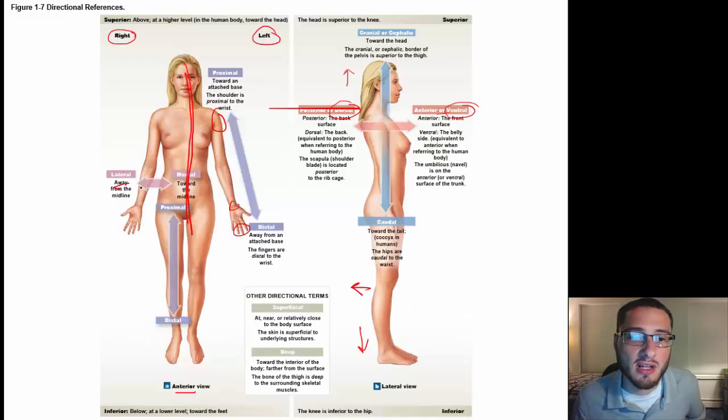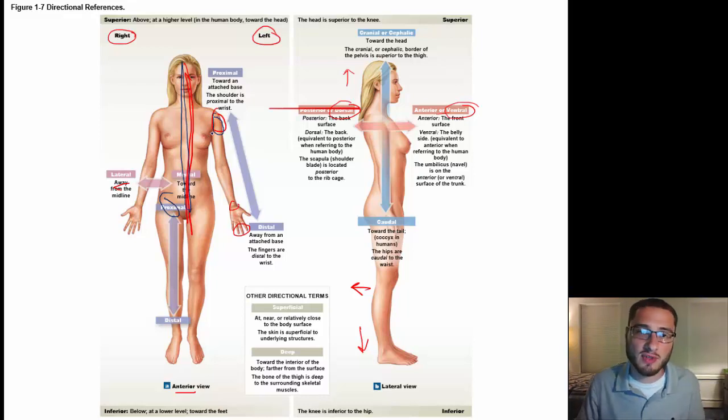Here we talk about lateral versus medial. Medial is through the midline, the middle. Lateral is towards the outside, away from the midline. You have distal. Distal is further from the point of attachment. Here we talk about the hip being the point of attachment. Here we have the shoulder being the point of attachment.